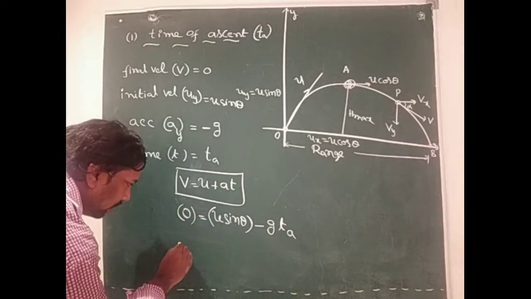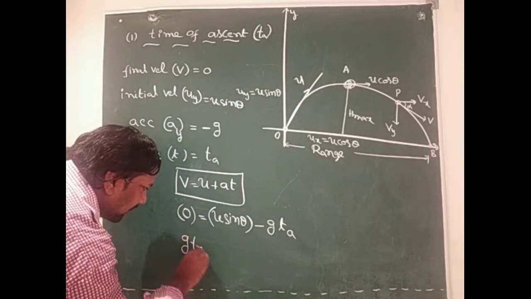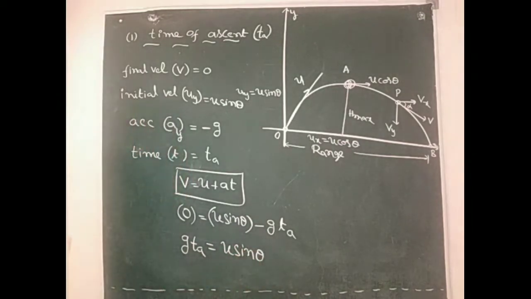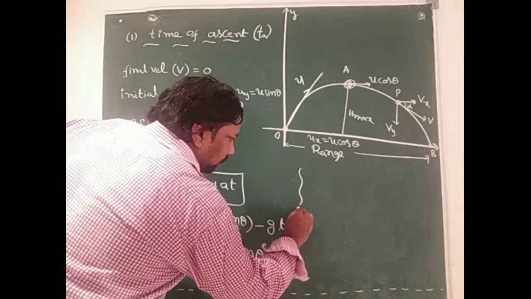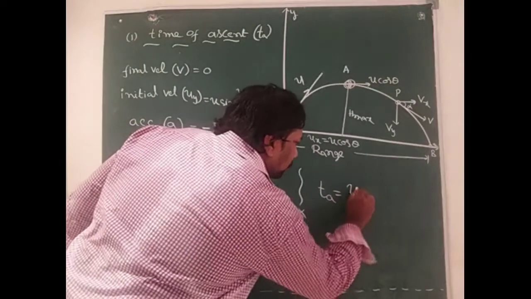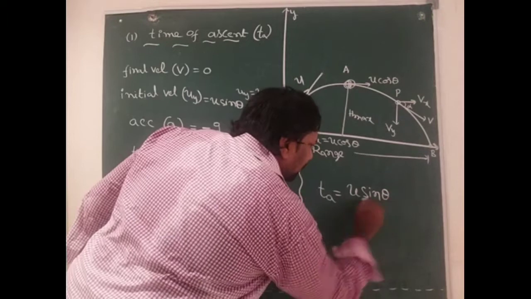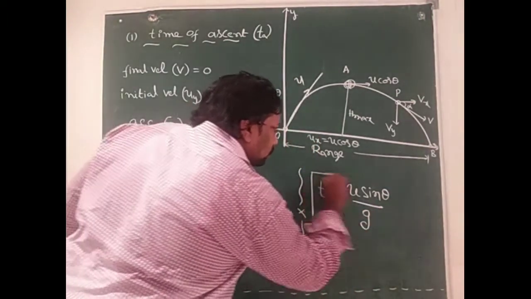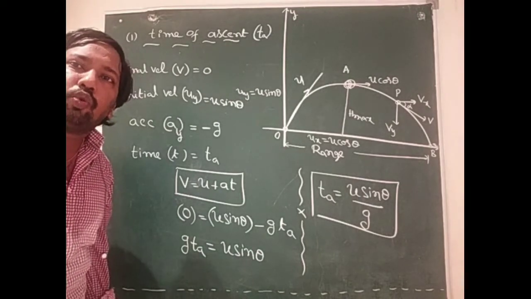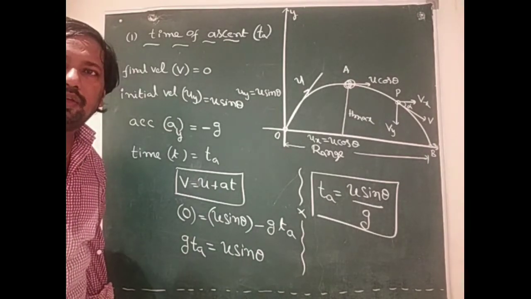So therefore g t_a is equal to u sin theta. Therefore t_a equal to u sin theta by g. So this is the time of ascent in the case of oblique projectile motion.